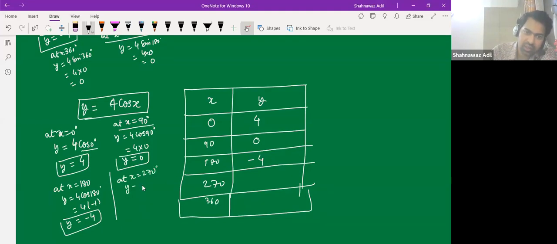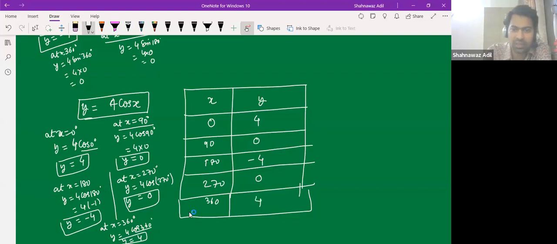And then at x equals 270, this is 4 cos of 270. At the odd multiples of 90, cos is 0, so this is again 0. And at x equals 360, again we get back to the initial point. So y is 4 cos 360. Cos 360 is 1, so this is 4.